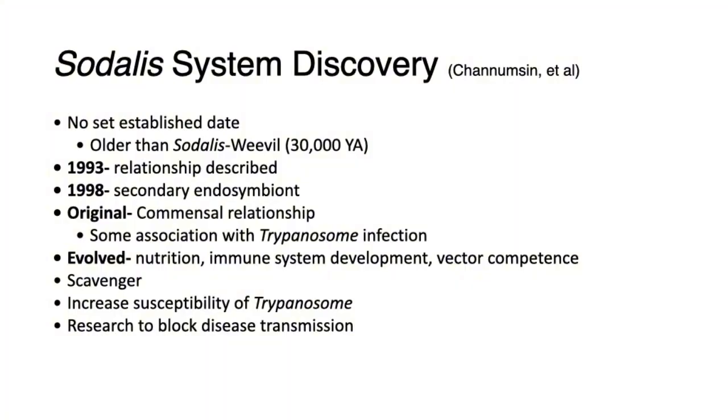The original understanding was that it was a commensal relationship with some association to trypanosome infection. They believed that Wigglesworthia played a role in trypanosome being able to stay prevalent within the fly. They evolved their understanding to know that it is a nutritional relationship. It helps with immune system development and vector competence. Sodalis is a scavenger, as research has found that it takes the rest of the metabolites that Wigglesworthia synthesizes from the blood meal that the host does not pick up. It also increases the susceptibility to trypanosome, and research has been trying to find ways to block the disease transmission.